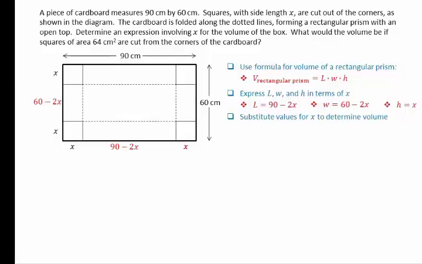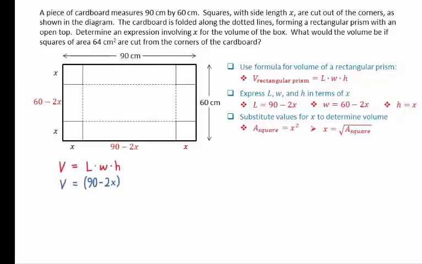Here, we aren't given x, instead we're given the area of the square. But the area of the square is equal to x squared. To figure out x, simply take the square root of the area of the square. So the volume then is equal to length times width times height. We will express these in terms of x.